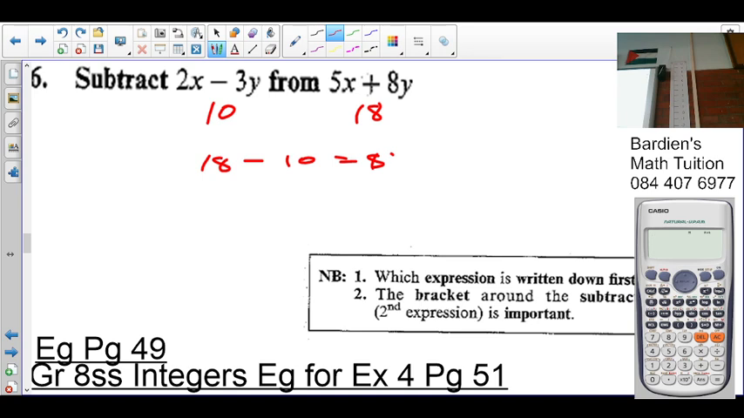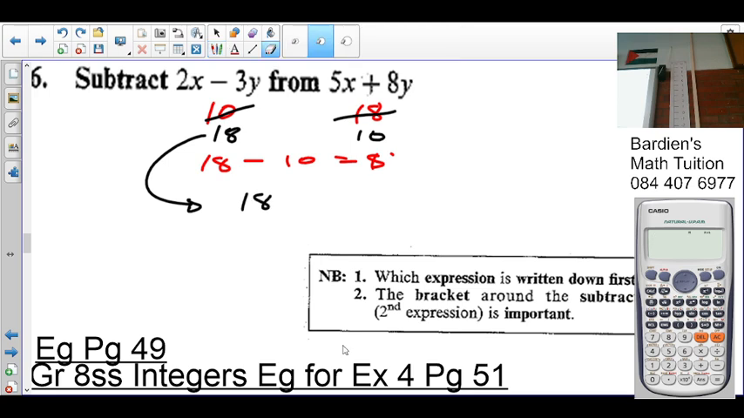What if it was subtract 18 from 10? It would be 10 minus 18, which is negative 8. Because it is from 10 that I'm subtracting 18. So now we have variables in its place.